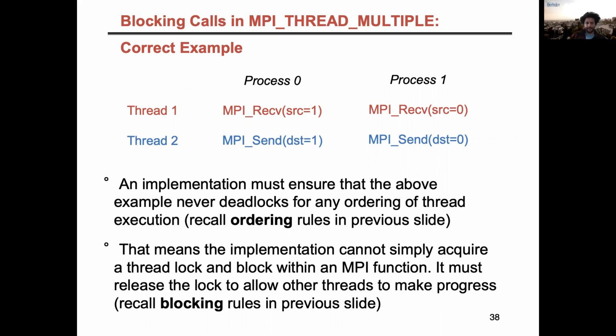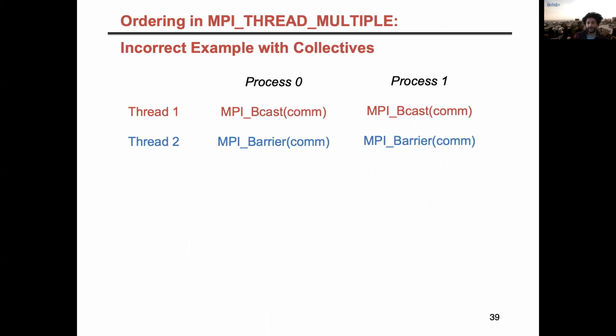And it should not deadlock, because even though MPI receive and MPI send are blocking calls, they are not supposed to block the other thread. So when process 0 posts the receive in thread 1, it should be able to get the data from process 1's thread 2 just fine. So this should correctly execute, even though it looks a little contrived. This one doesn't have to correctly execute. And why?